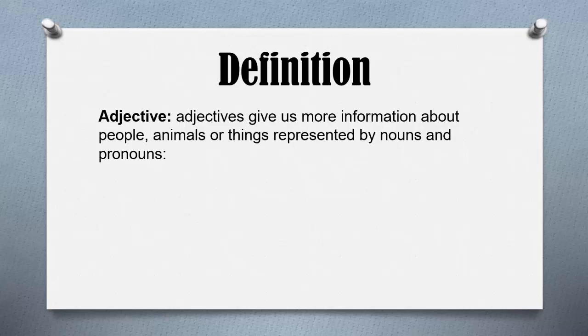Okay, but let's start with a quick definition of what an adjective is. An adjective is a word that gives us more information about people, animals, or things represented by nouns and pronouns. For example, that's a big house. In this one, the adjective is big. The second example is look at the gray horse. So as we can see here, the adjective is the word gray.